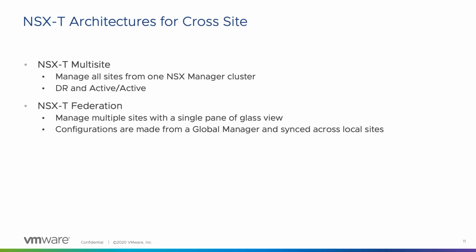So to migrate from an NSX for vSphere cross-vCenter environment over to an NSX-T environment, and you want to keep that same kind of architecture, we have two different options that you can architect into. You can architect into an NSX-T multi-site environment, which means you can manage all of your sites from one NSX manager cluster. And this would be for a disaster recovery use case or an active use case.